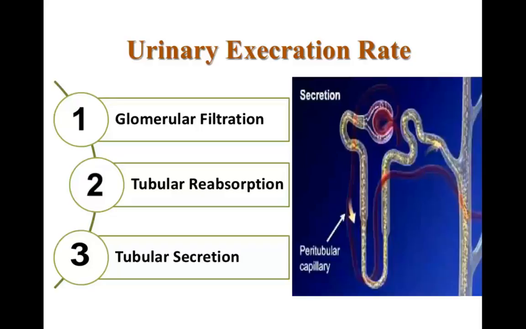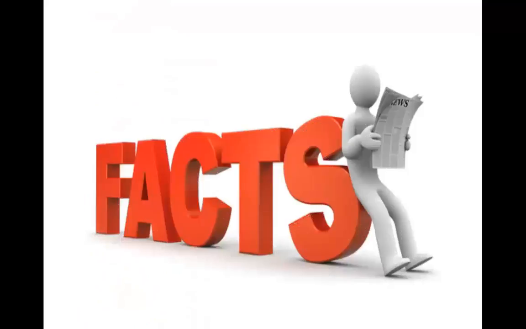I guess you can predict now the urinary excretion rate. Just subtract the tubular reabsorption rate from glomerular filtration rate, and then add the tubular secretion rate. It's that simple. Hold on a second. Before we go any further, we need to be aware of some facts, so it's going to be easy to understand how our kidneys work.